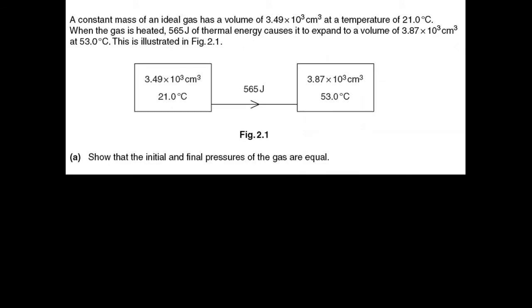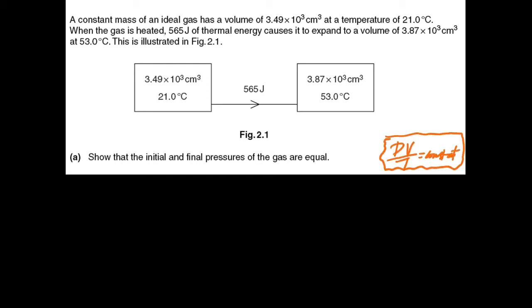A constant mass of an ideal gas has a volume of 3.49 times 10 to 3 cubic centimeter at a temperature of 21 degrees Celsius. When the gas is heated, 565 joule of thermal energy cause it to expand to a volume of 3.87 times 10 to 3 cubic centimeter at 53 degrees Celsius. This is illustrated in figure. Show that the initial and final pressure of the gas are equal. For ideal gas, we know PV over T is constant.